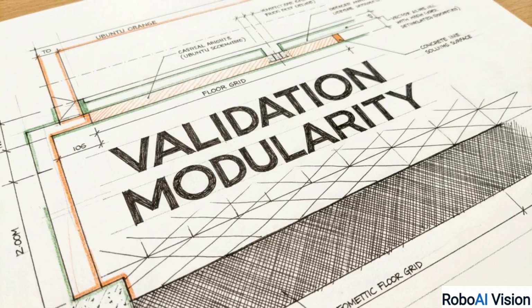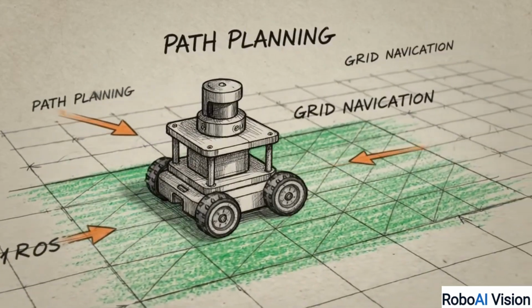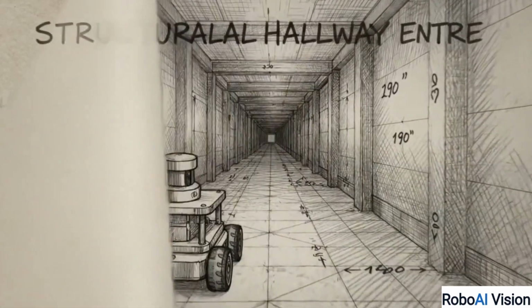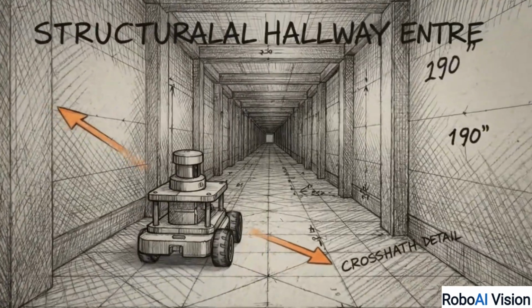This strictly decoupled, software-in-the-loop approach reveals the core utility of ROS2. It allows us to build complex, resilient systems in simulation, ensuring they are fully validated before they are deployed in the real world.